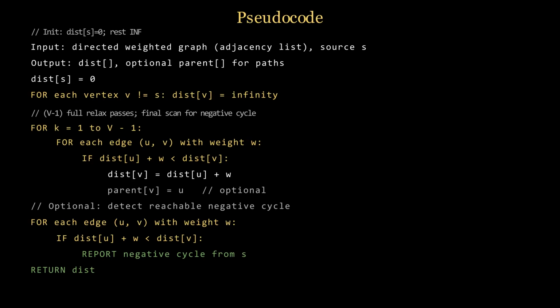The outer loop runs v-1 times. Each inner loop walks every directed edge and relaxes it. If we can shorten the path to V through U, we update dist of V and optionally record parent of V.